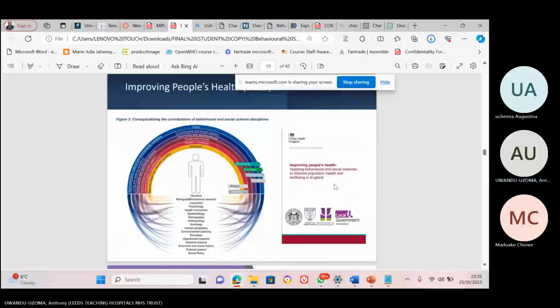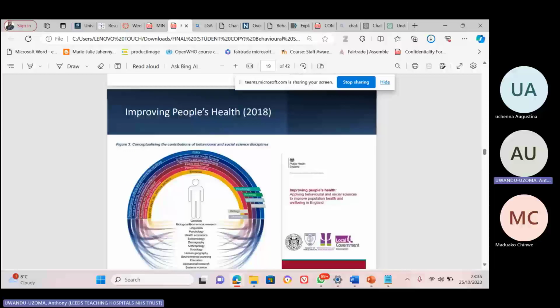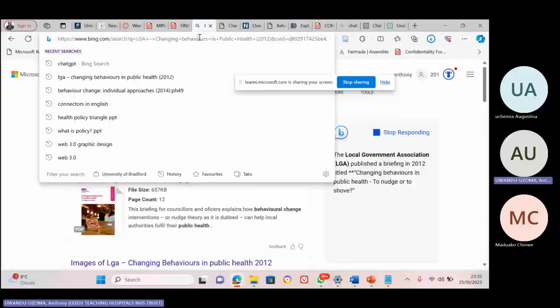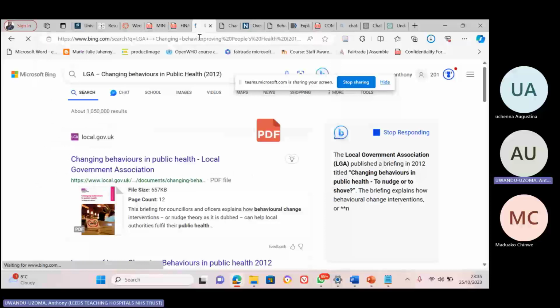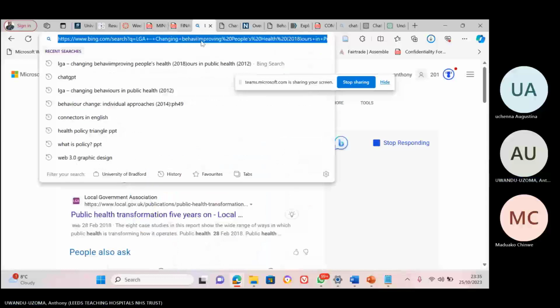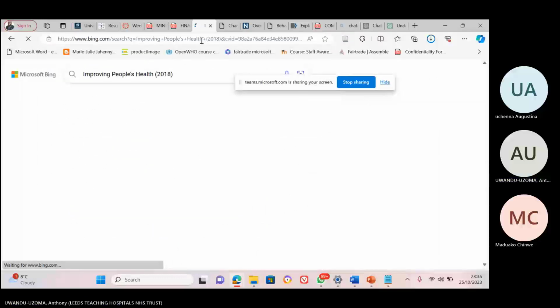Then which reference is this one? I don't know what this is. Improving People's Health 2018. I don't know what it is. So I'm going to go to Google now and type it. I'll be able to know what it is and how it will apply to my work. Okay. Improving People's Health 2018. So that is how I read it.